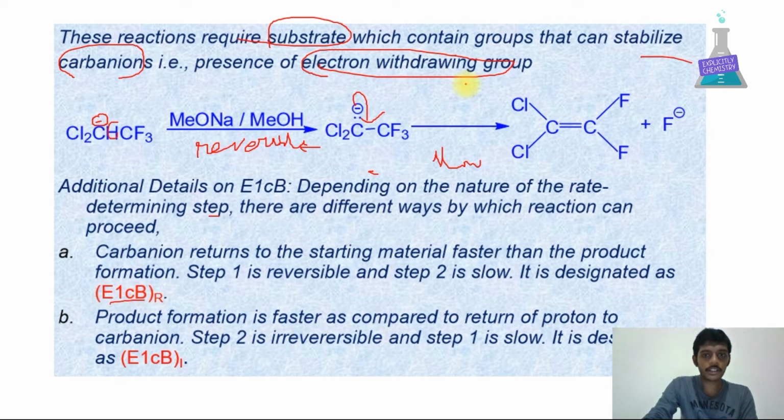Product formation is faster. In some cases, the product formation, which is the second step, is faster compared to the return of the proton to the carbanion. Step 2 is irreversible. This is step 2. In some cases, it is irreversible, and step 1 is slow. It is designated as E1CBi.